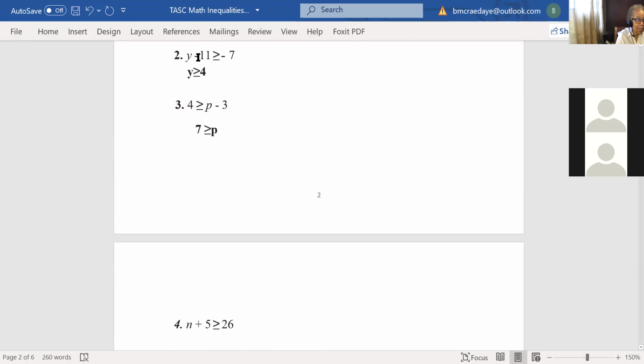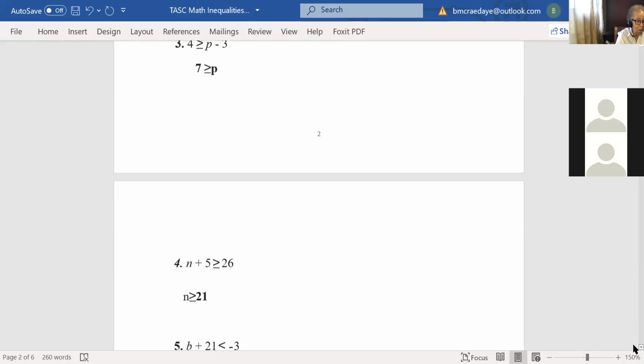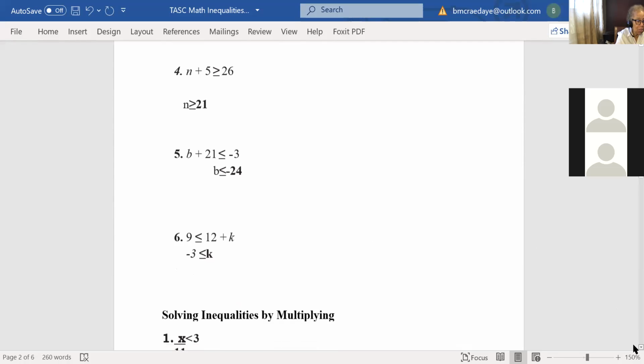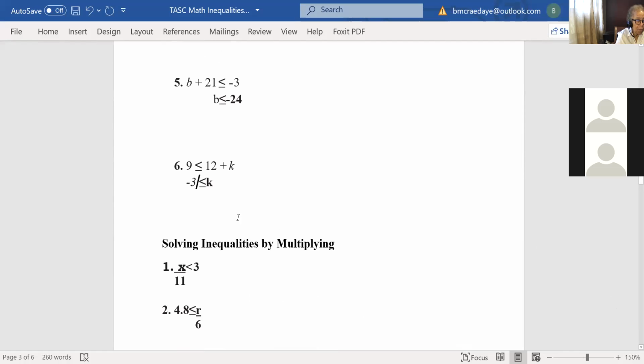This one was another negative. We added 11, right? So we added 11 plus the minus 7. We got the plus 4. This one is a plus, so we're going to subtract the 5, right? Subtracting the 5 from the 26 gave us the 21. So there's a method to how you do these, all right? Now that was adding and subtracting.